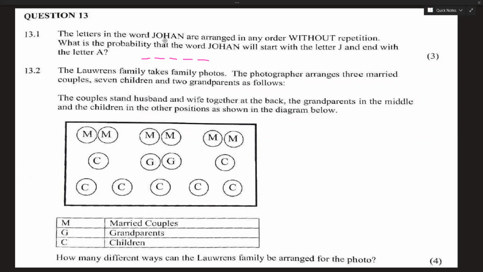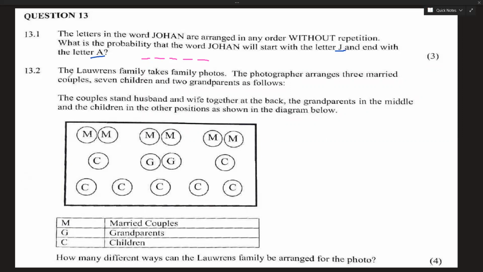So this is the simplest kind of permutation. It's so easy when there are no letters that are repeating. We'll do an example where letters are repeating, just to show you how to do them if there's a letter that is repeating. For now, let's proceed with this. They say, what is the probability that the word Johann will start with J and end with A?